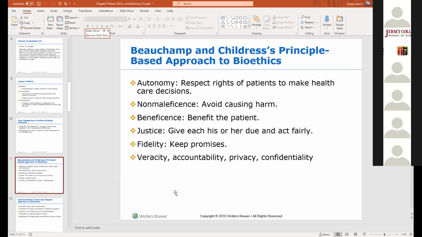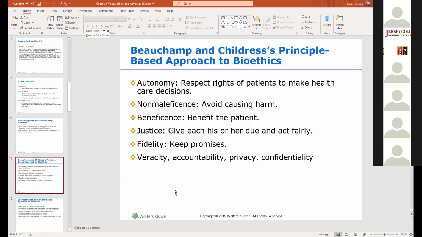We talked about autonomy a little bit. This is allowing the right of patients to make their own choices. Now, non-malfeasance. Some of these aren't so easy to pronounce. Okay. This is you go out of your way to avoid causing harm to the patient.